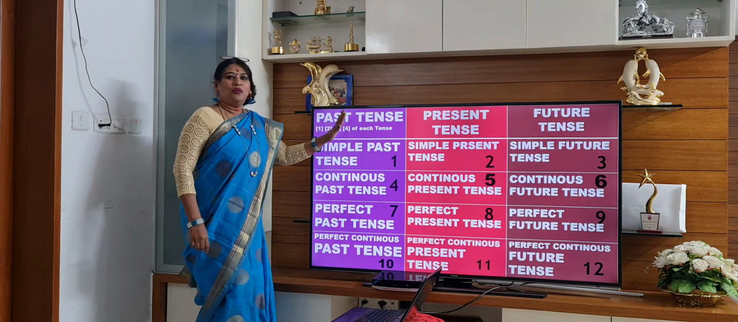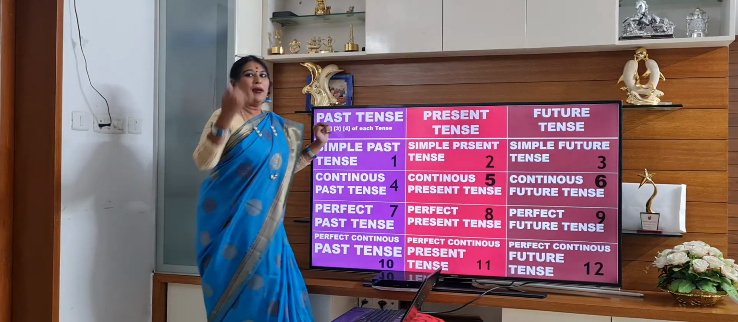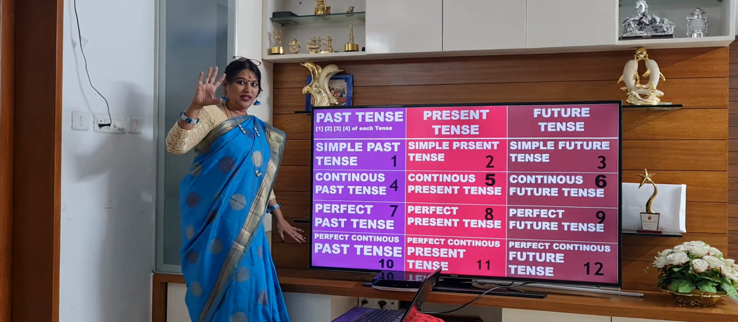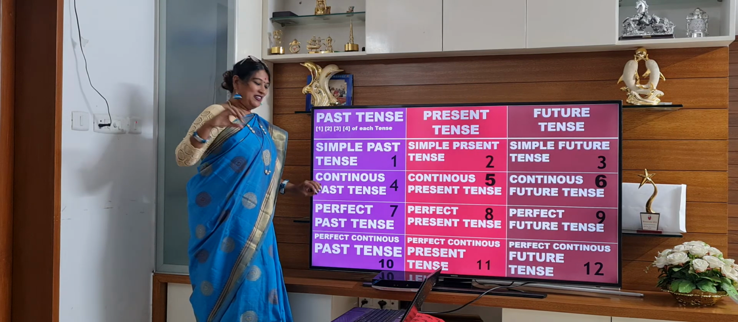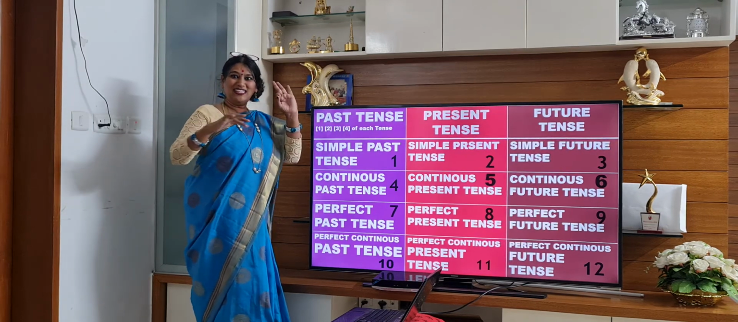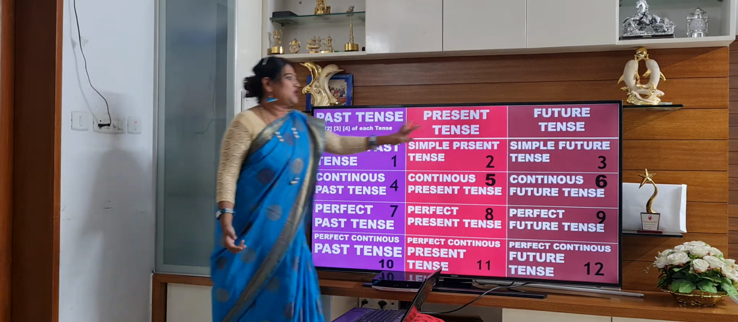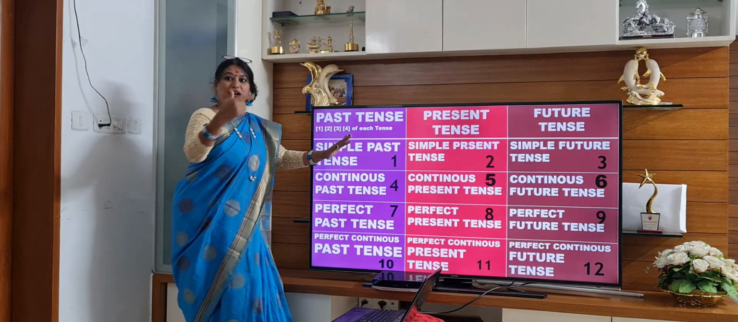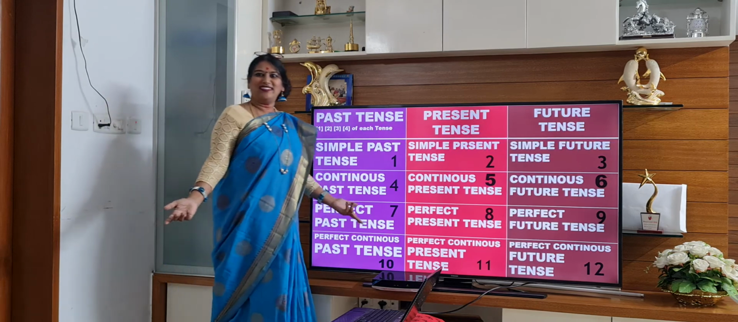So, monkey, what you remember? Head, body, tail. Past, present, future. And you remember the bus? Bus has 4 wheels. Simple, and then continuous, perfect, and perfect continuous. You're sorted. 3 4s are 12. Present, past, future. 1, 2, 3. 3 4s are 4 wheels. 3 4s are 12. Sorted.